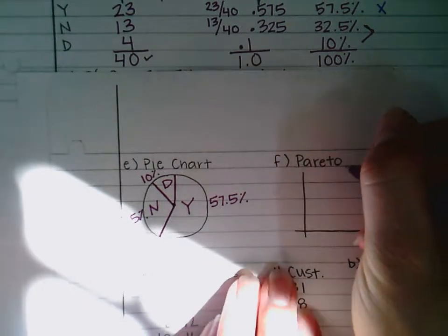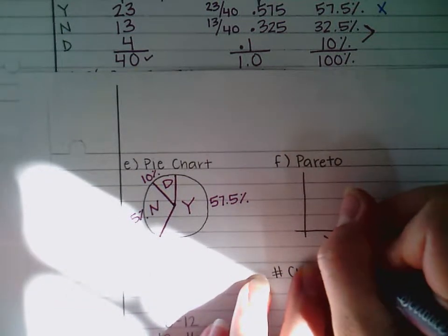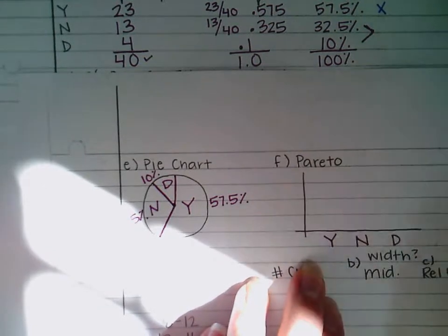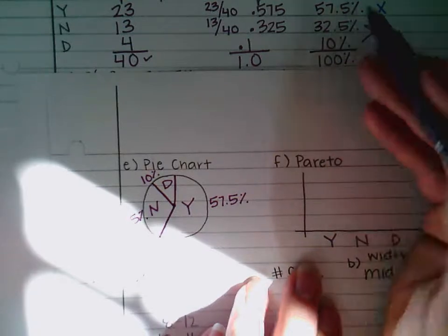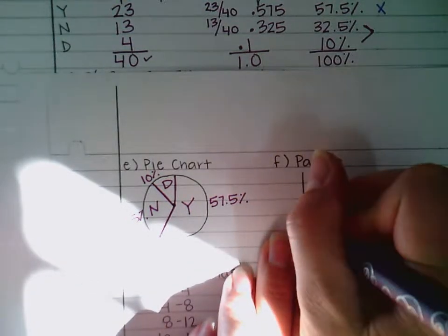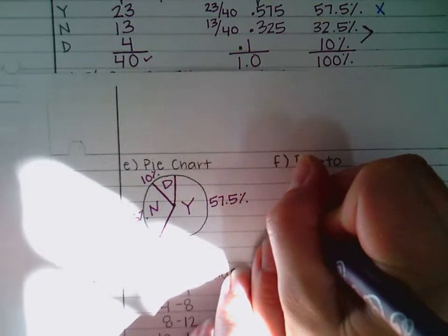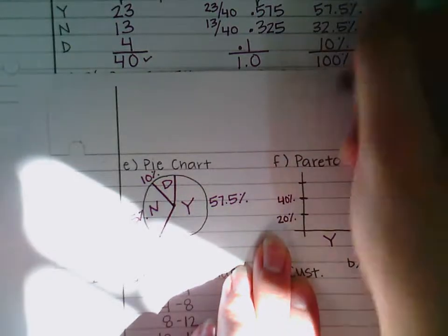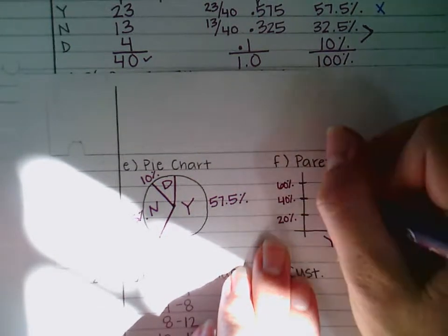On my Pareto chart, remember that means that you're going to order these from biggest to least. You're going to have a bar for Y, a bar for N, and then a bar for D, and it has to go in that order. Since I need to go up to 58% and I'm looking at my scale here, I'm going to make each one of these worth 20% because I need to make sure that I have a bar high enough for that, and 60% would be high enough.